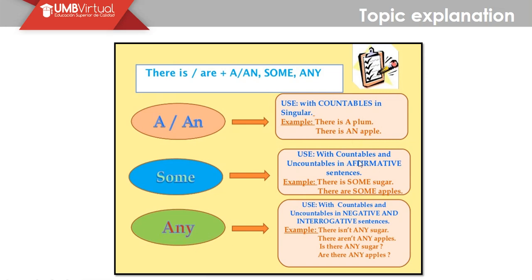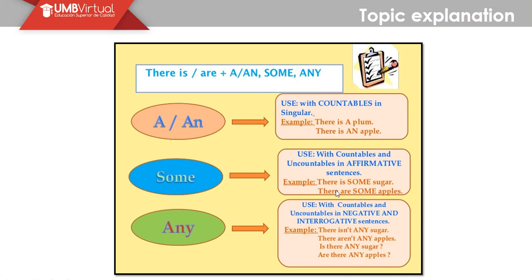Used with countables and uncountables in affirmative sentences. Example, there is some sugar, there are some apples. Entonces hay algo de azúcar y hay algunas manzanas. Podemos ver que el significado es un poco similar, pero la diferencia radica en que si es singular o plural, as you can see right there.